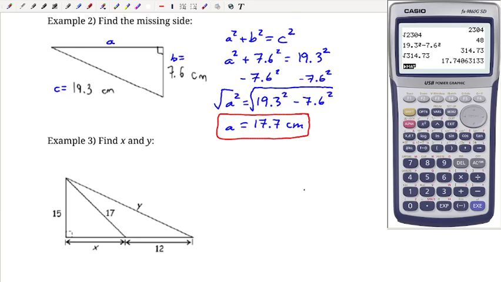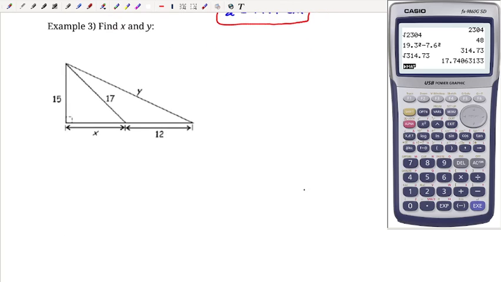Example number 3, I want to find both x and y. X is down here, the short side, and y is the hypotenuse of my big triangle. So when I'm looking at this, I'm thinking, okay, first I'm just going to find x, and to do that, I'm going to ignore all this extra bit here and just focus on the little triangle. I'm not going to erase that, but here's my A, B, C. It's a right triangle that I'm looking at for this first one.